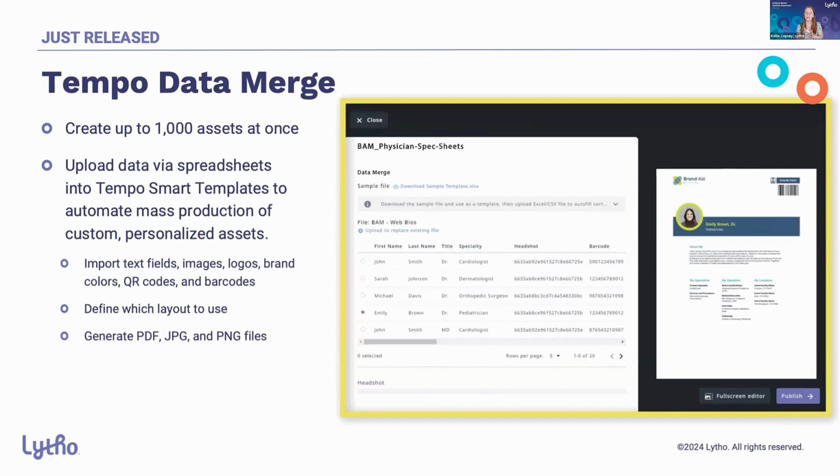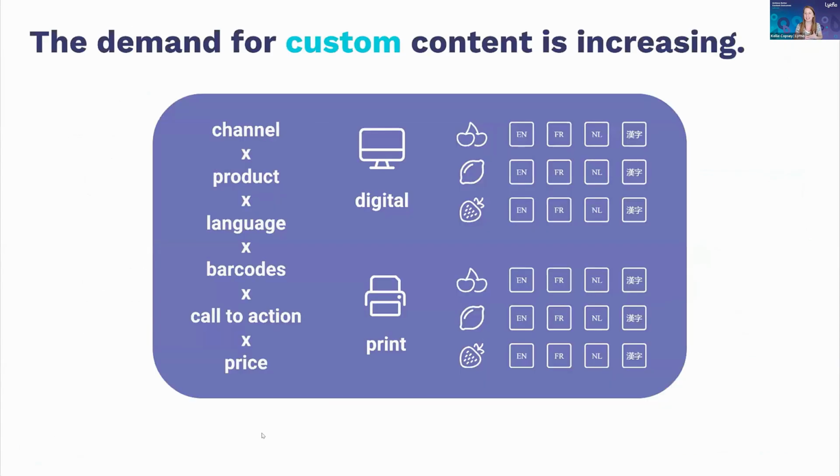Wonderful. Yes. So data merge is our newest feature. I know quite a few of you are going to be excited about this. When we launched Tempo, it was definitely something that people were asking for. Essentially, what this allows you to do now is create a spreadsheet, an Excel spreadsheet or CSV with up to 1,000 rows of information and mass import all of that information into your template. So we're talking you can import text fields, images, you can specify logos, create QR codes, barcodes, put in new prices, and then generate those out.